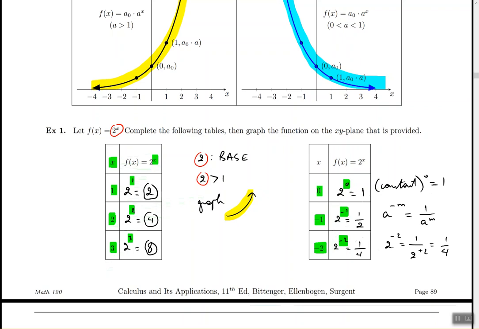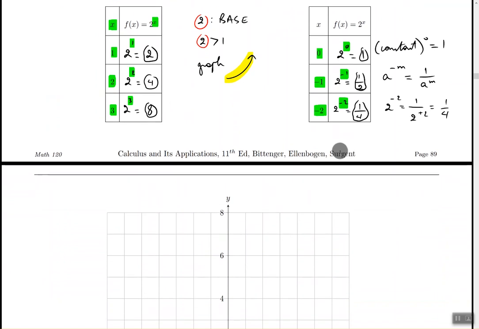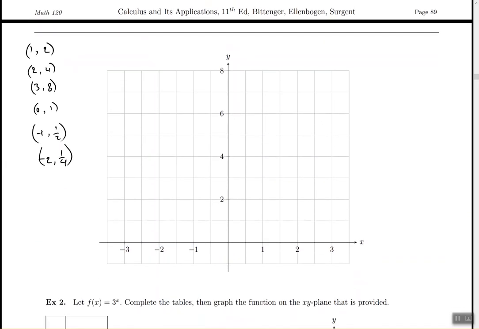Okay, so now that we have all these answers, the 1, the 1/2, the 1/4, and all the ones from the other side, we're going to transfer them to the grid. My numbers were 1 and it gave me a 2, the 2 gave me a 4, the 3 gave me an 8, and I had other numbers. The 0 gave me a 1, the negative 1 gave me 1/2, and the negative 2 gave me 1/4. I'm going to take them and plot them over here on this graph and see what happens. So 1 gave me a 2. When x was 1, I got a 2.